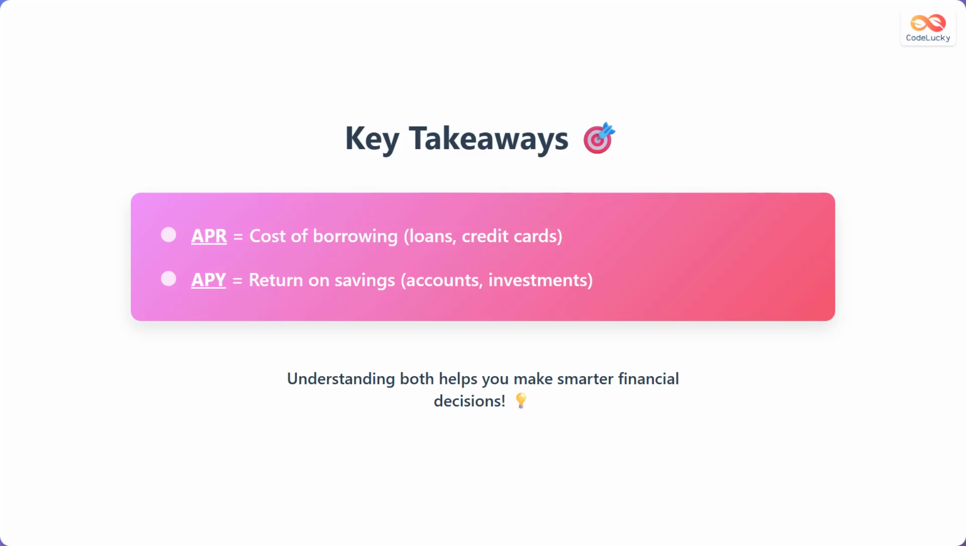Remember these essential points. APR shows the cost of borrowing and applies to loans and credit cards. APY shows your return on savings and applies to deposit accounts and investments. When borrowing, look for the lowest APR to minimize costs. When saving or investing, look for the highest APY to maximize returns. Understanding both APR and APY empowers you to make informed financial decisions, whether you're comparing loan offers or choosing where to park your savings. These two simple acronyms can save you thousands of dollars over your lifetime.